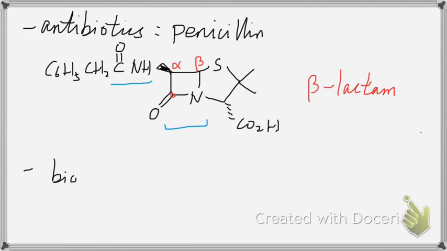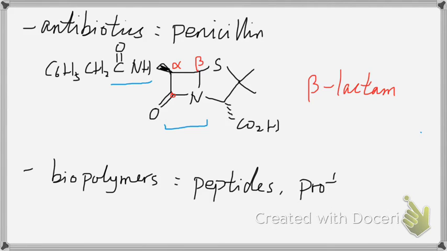The second reason that amides are important is because they also appear in biopolymers, such as peptides and proteins. Peptides and proteins are polymers of amino acids, and they link together through the amide linkage. We will talk more about this in the amino acids and the proteins chapter.